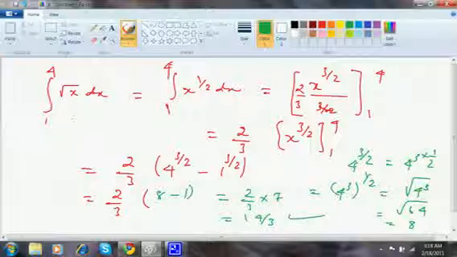Here what you're doing is, all the way till this step, x to the power 3 by 2 by 3 by 2, you are basically doing the indefinite integral. Finally, you are just placing the values. That's it.